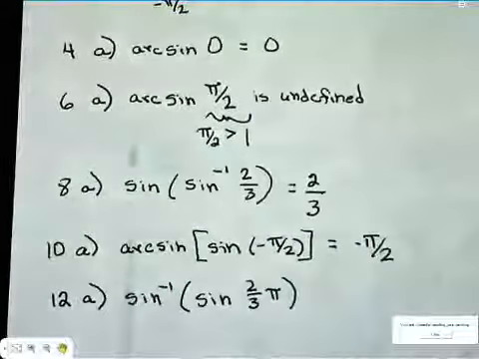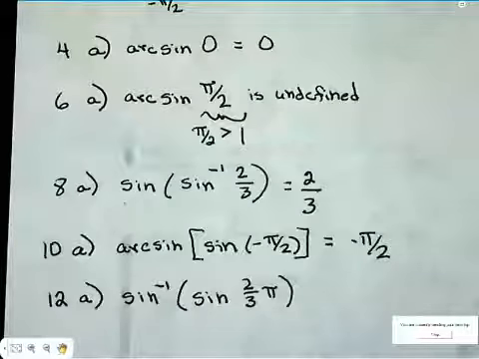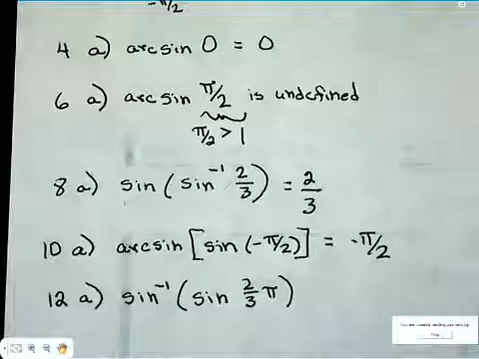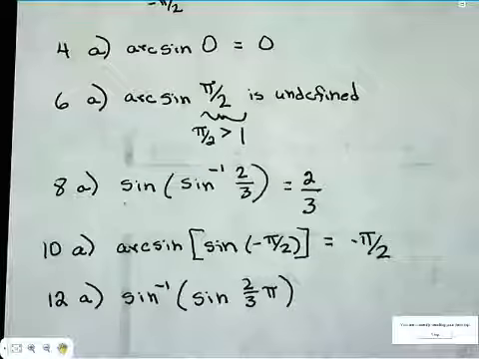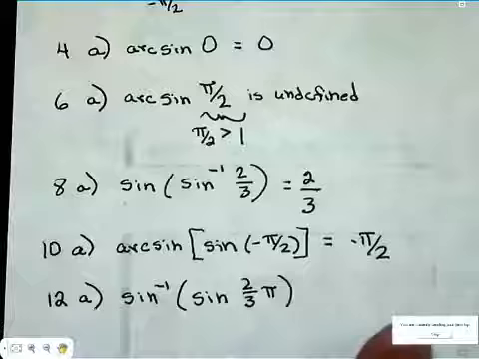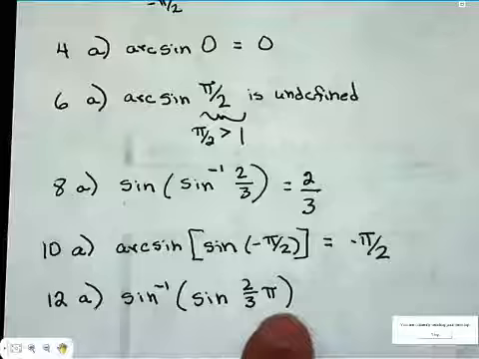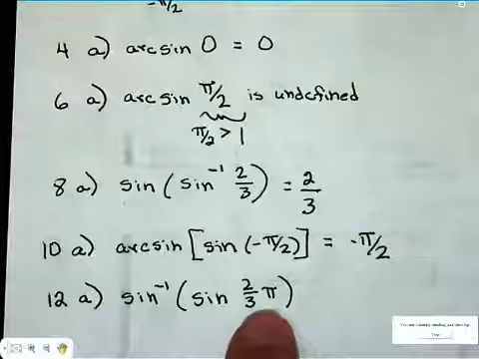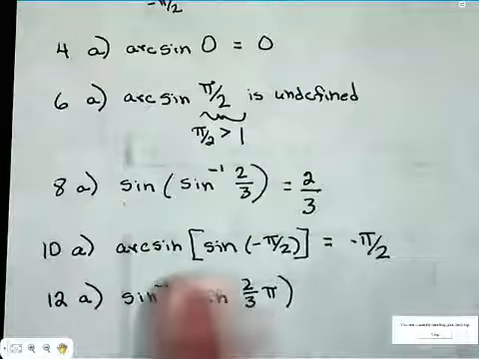It's tempting to see inverse sine of sine and automatically say they undo each other and leave you 2/3 pi. But in what quadrant is 2/3 pi? It's in the second quadrant. Can inverse sine give you a second quadrant angle? No. So they don't undo each other and just leave you 2/3 pi, because inverse sine cannot give you a second quadrant angle. In that case, you have to find the sine of 2/3 pi.